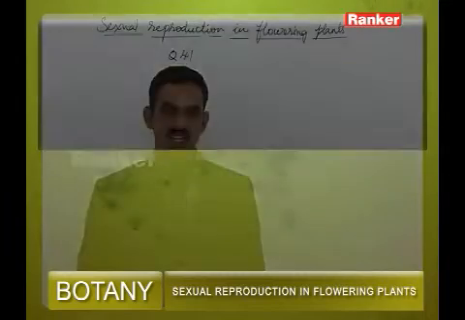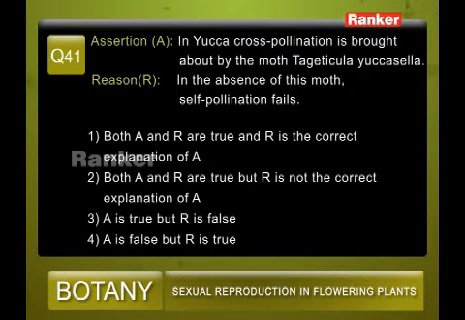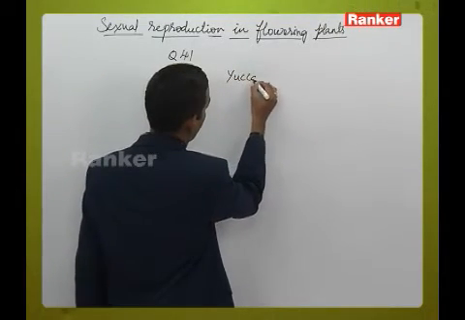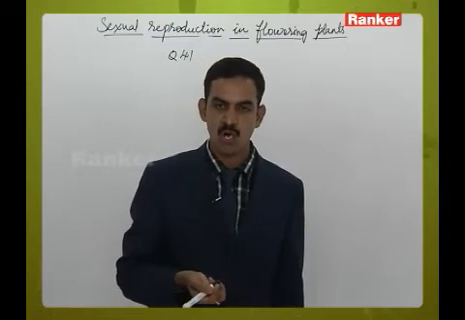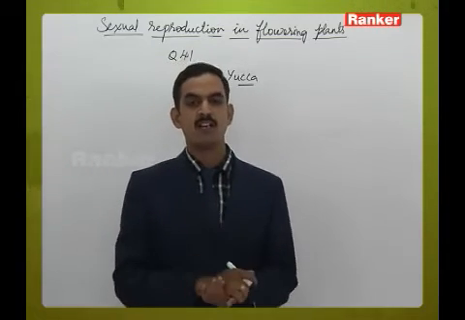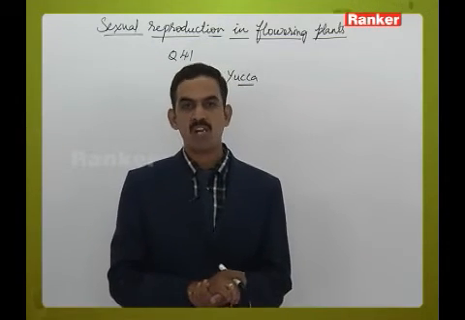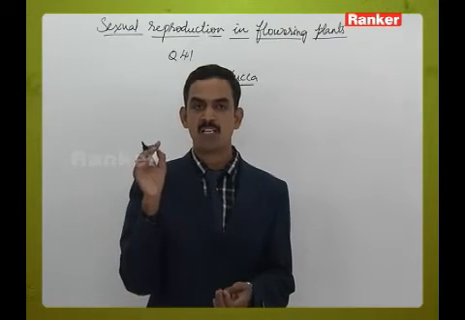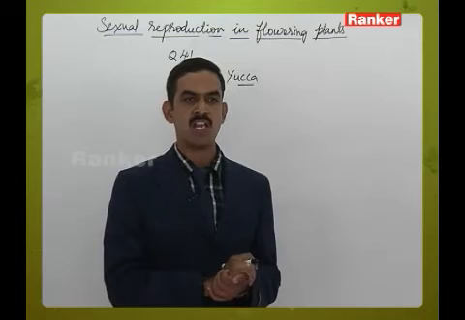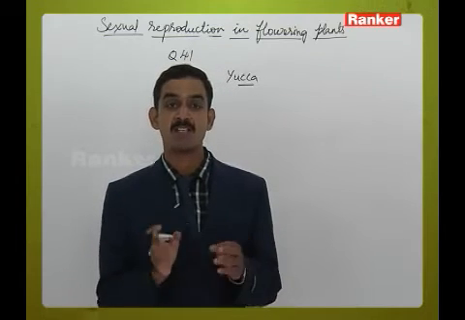Okay. Question number 41, assertion, in yucca, cross pollination is brought about by moth Tegeticula yuccasella. Reason, in the absence of this moth, self-pollination fails. Here a plant called yucca. Yucca belongs to Liliaceae family, which is a monocot, and in this plant we can say symbiotic type of pollination is taking place. That means the agent or the moth which is responsible for pollination in this plant is very much specific.